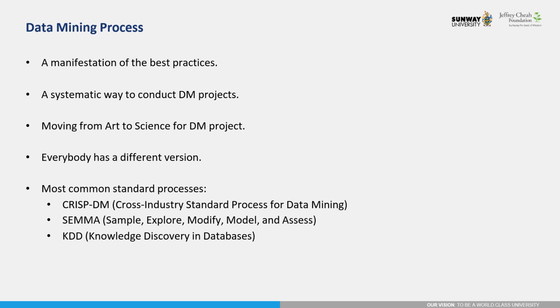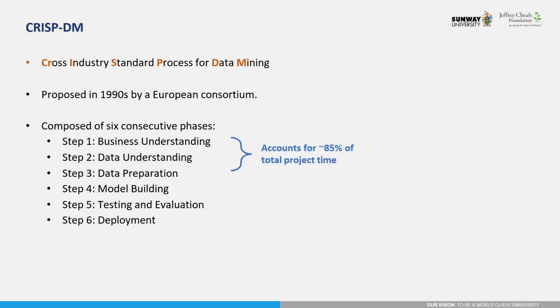All the processes are very dynamic. The first method is the CRISP method. CRISP is the cross industry standard process for data mining. Most of the companies are using this process. This was proposed in 1990 by a European consortium. The process has six steps or phases: business understanding, data understanding, data preparation, model building, testing and evaluation, and deployment.